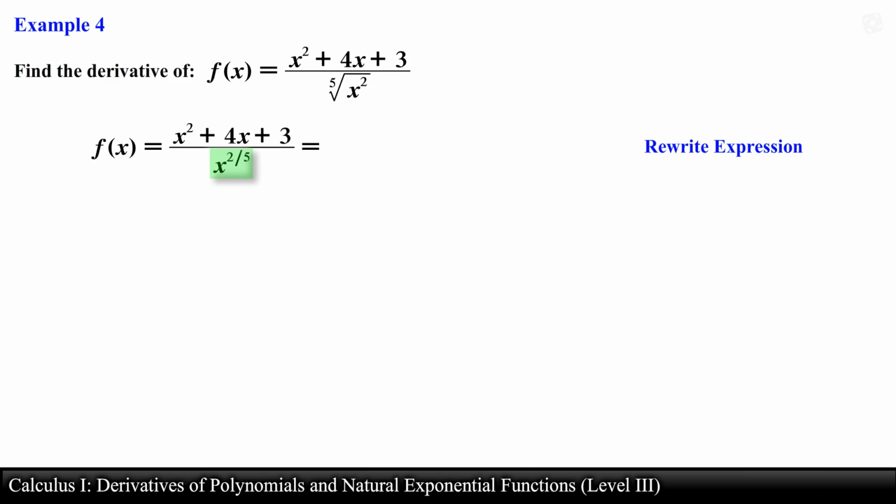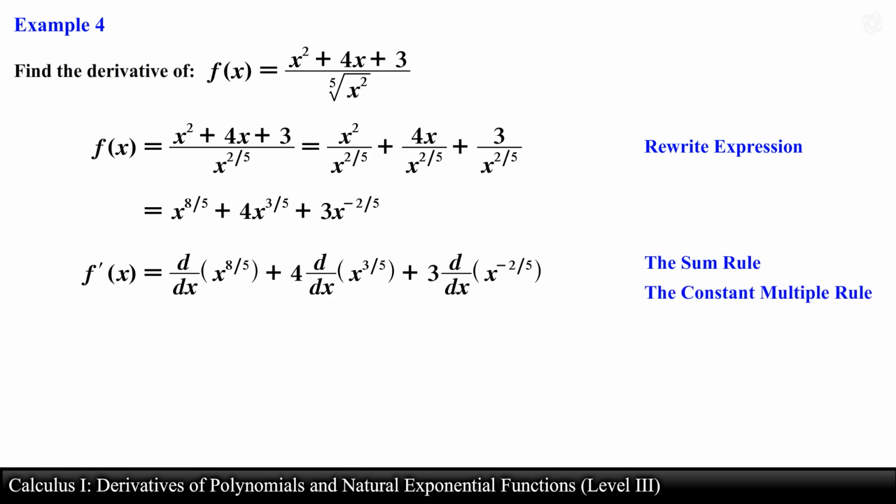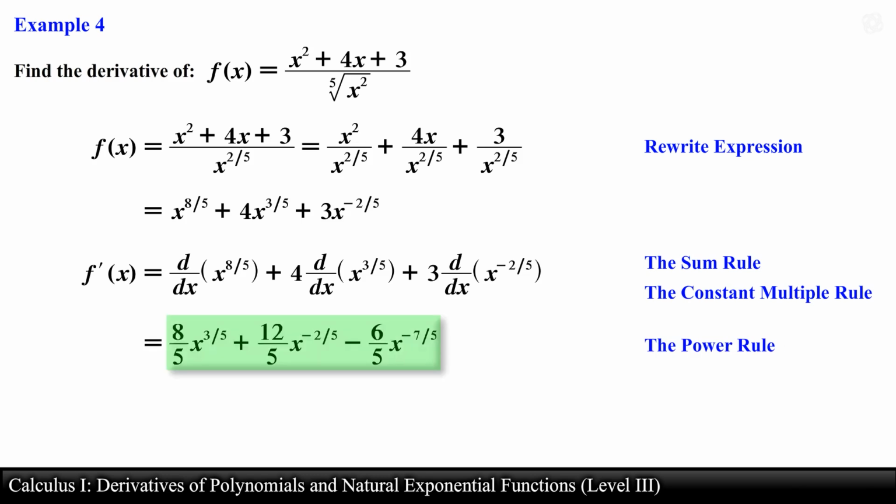Next, we go ahead and divide each term in the numerator by this expression. In order to simplify each term, we're going to have to subtract the exponents of each term, as follows. Simplifying each term, we obtain the following derivative-friendly form. Now it is just a matter of using the sum rule and the constant multiple rule on each of the terms. We also need to use the power rule and apply it to each of the terms. Doing that, we obtain the following.